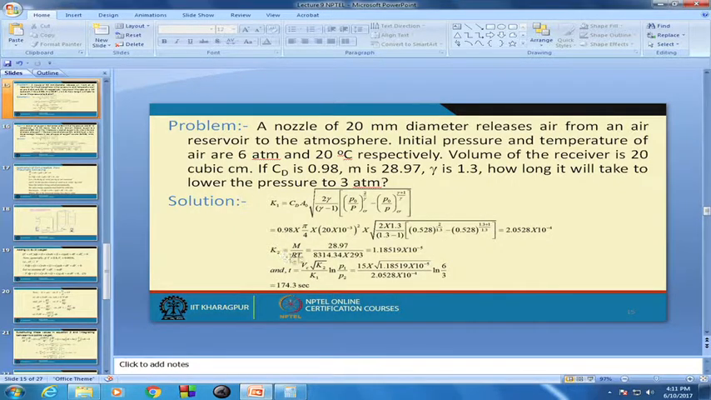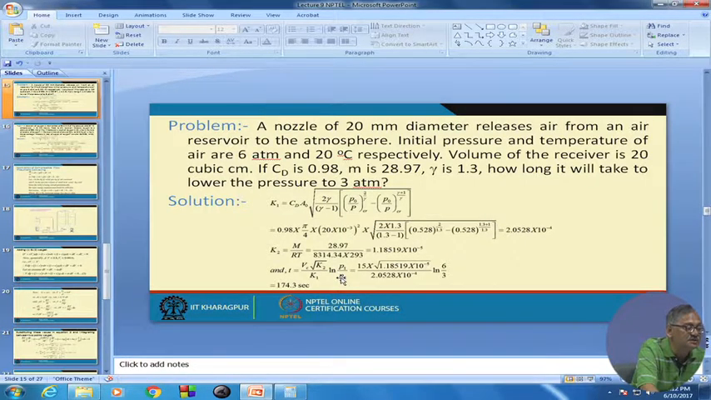Then K2 as it is m by RT, which we also got the same, 28.97 by 8314.34 that you can take into 293, that comes to be 1.18519 into 10 to the minus 5, right, and thereby we get time t is Vc into under root K2 by K1 times ln of P1 by P2, right.